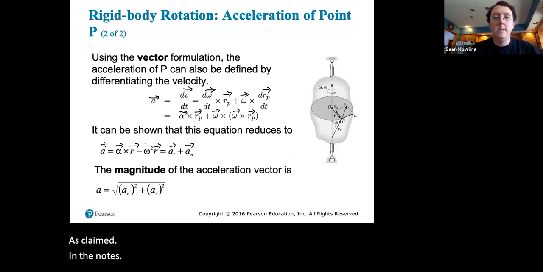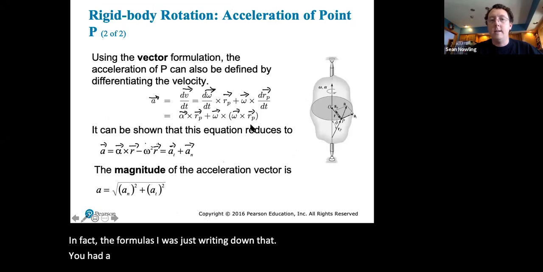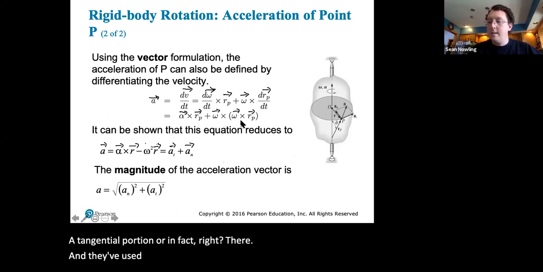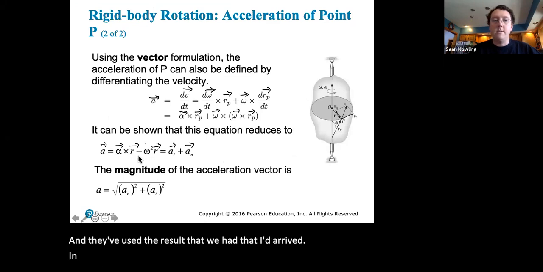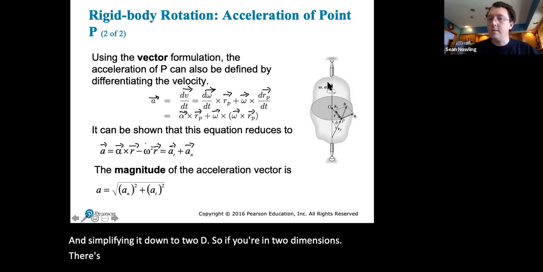Okay, so you'll see, in fact, the formulas I was just writing down, that you had a radial and a tangential portion are in fact right there. And they've used the result that I derived, simplifying it down to 2D. So if you're in 2 dimensions, there's a simplification that occurs.